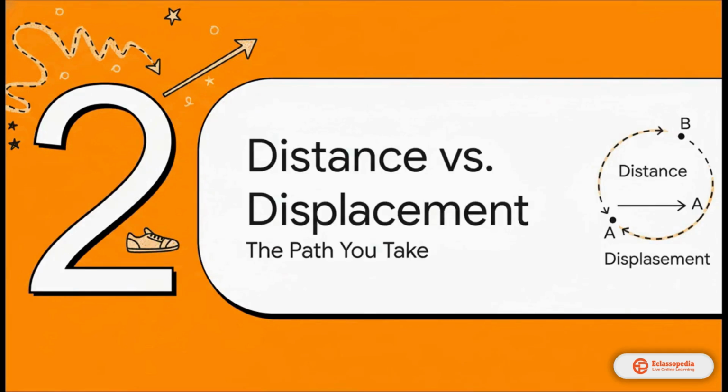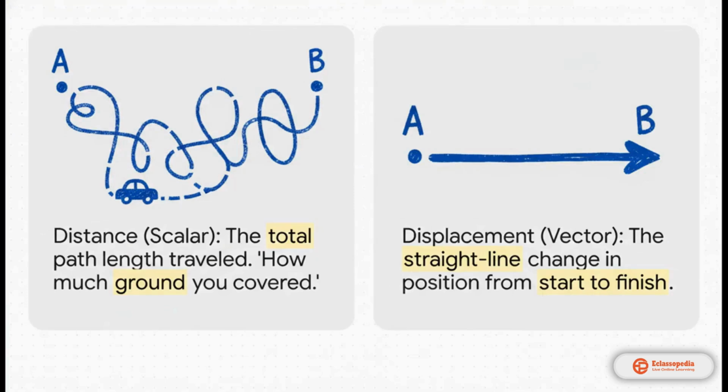All right, let's take that idea of scalars and vectors and see how it plays out in the real world. We'll start with how we measure movement. This is where it gets really interesting, because we're going to look at distance versus displacement. They sound similar, but they're not the same thing at all. So, distance is a scalar. It's the total length of the path you travel, how much ground you've actually covered. But displacement, that's a vector. It's all about your change in position from start to finish, and it includes a direction. It's basically asking, how far are you now from where you started and in which direction?